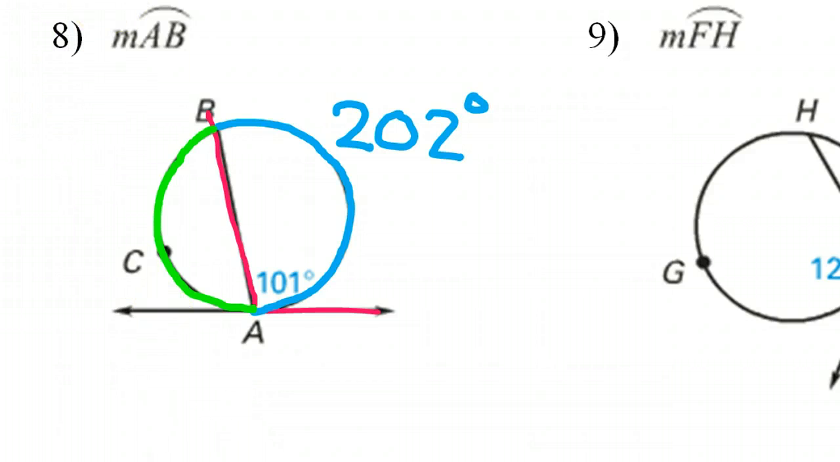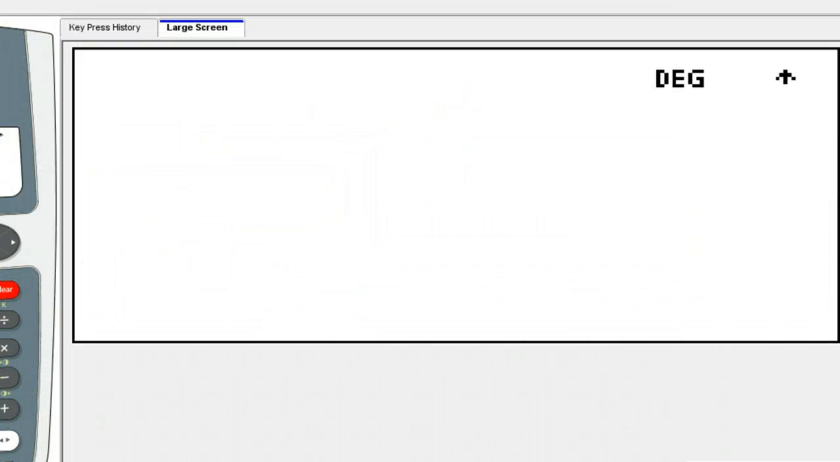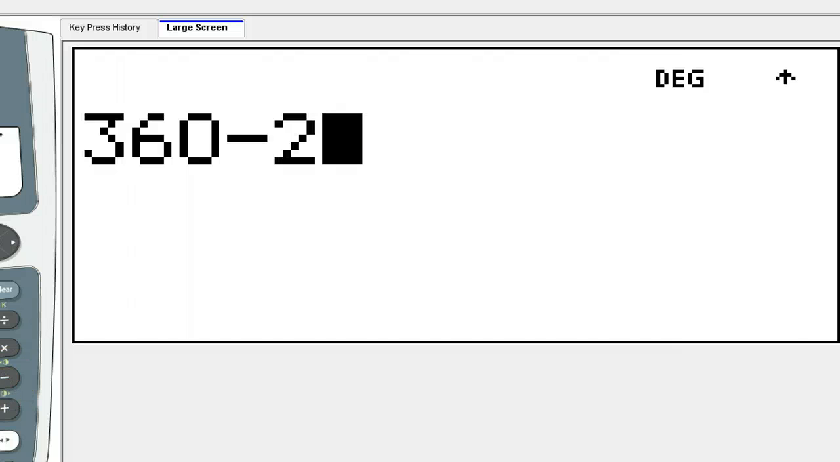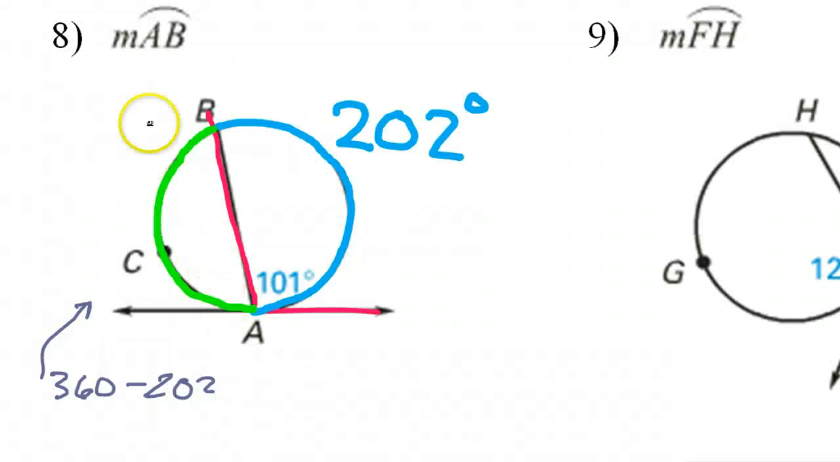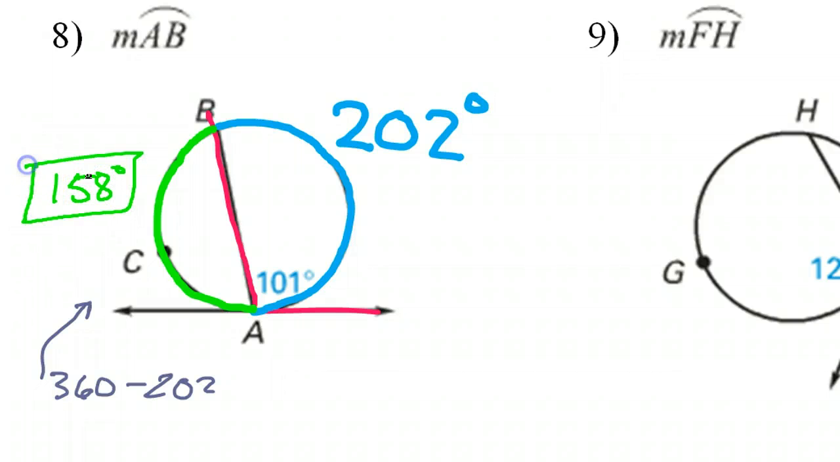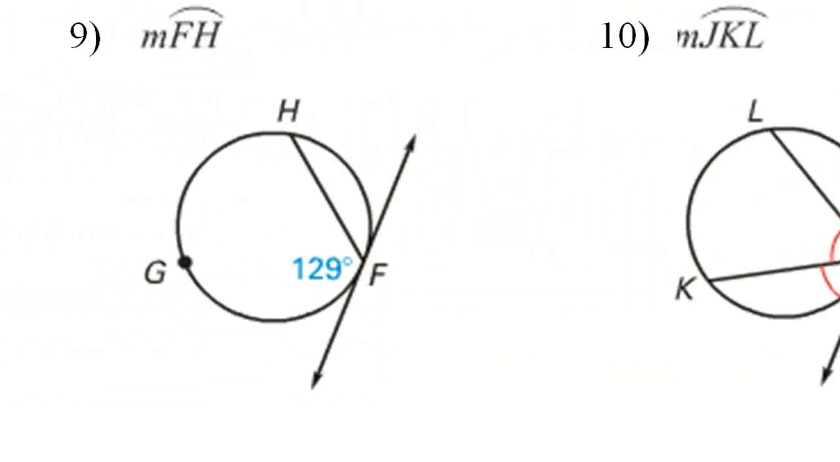Let's see. So if I do 360 degrees minus 202, that should give me the green side. Okay, so that's 158 degrees. And that is the measure of arc AB, the green. Alright, keep that in mind. I'm sure that's going to come up, well, frankly, right now.